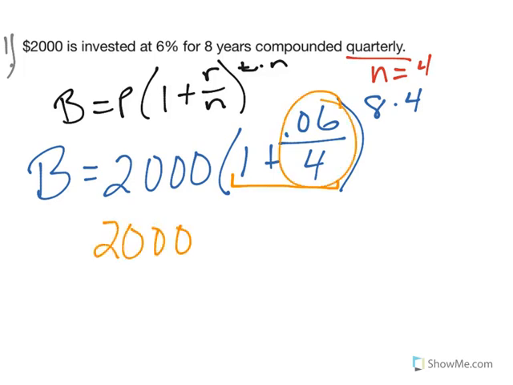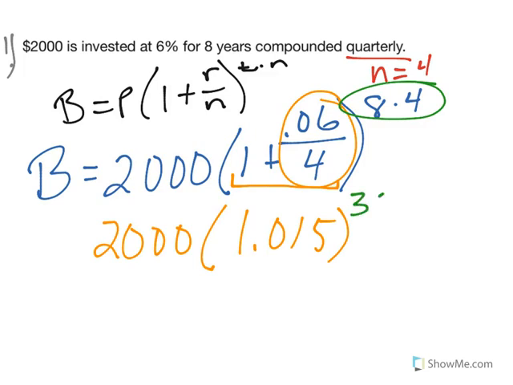And that would give me 2,000 times 1.015, no rounding there, raised to, and if you think about it, what is 8 times 4? 32. So now we have a problem that looks a little bit nicer. 2,000 times 1.015 raised to the 32nd power. And remember, we will want to do this exponent piece first.